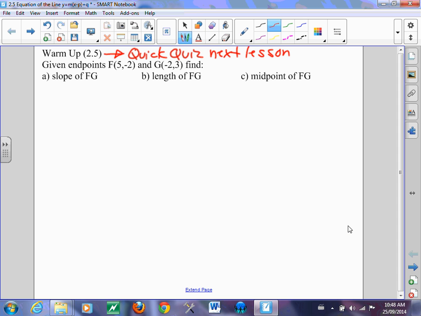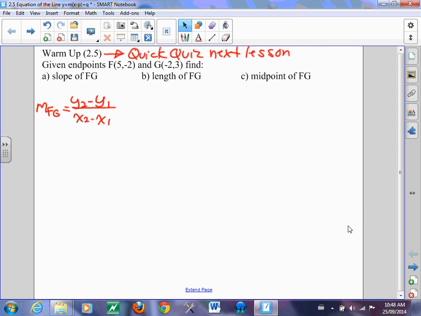So remember your formula for slope. You've got slope of FG. Again, I want to see the subscripts in there: y2 subtract y1 over x2 subtract x1. Sub in your values. By now you should know which one's x1, y1, x2, y2, but if you still need it, I'll put it in: x1, y1, x2, and y2.